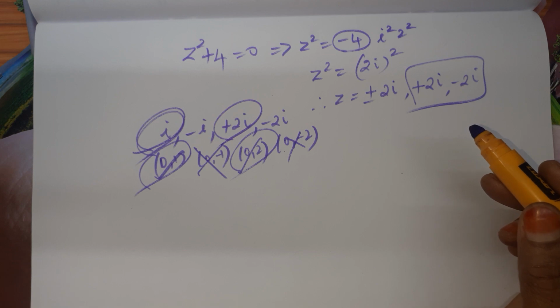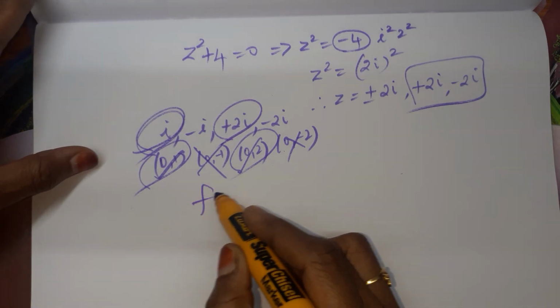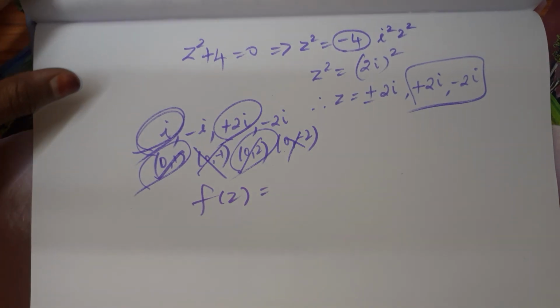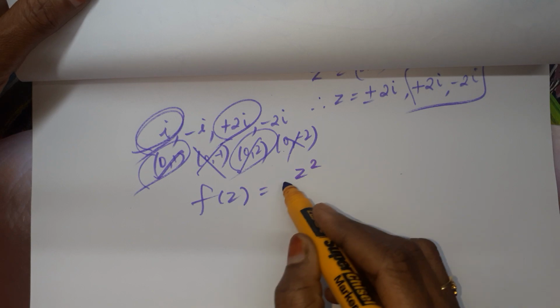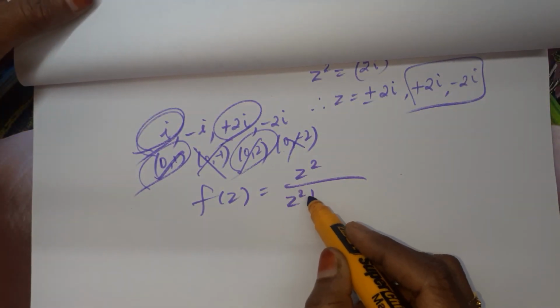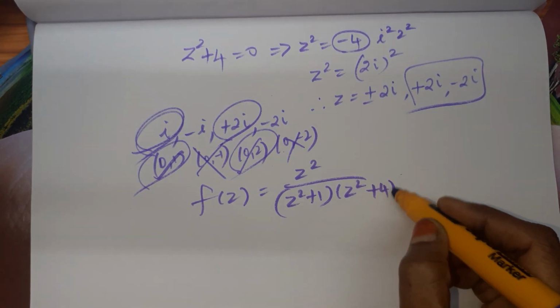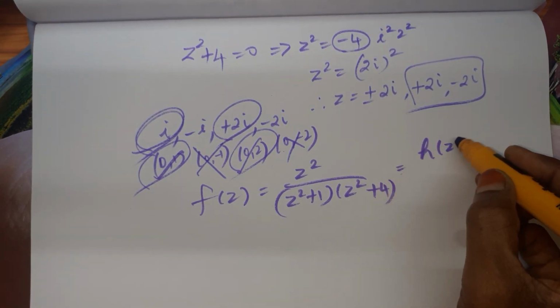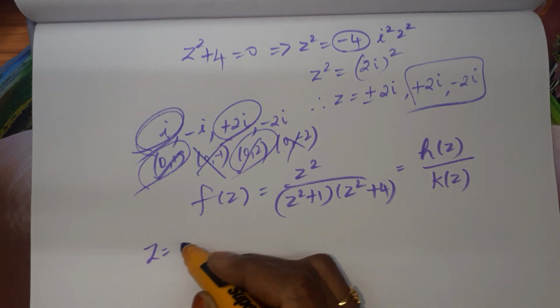For those 2 points only, we have to find the residue. What is our f of z? F of z is equal to z squared by z squared plus 1 into z squared plus 4. So we can take this as h of z by k of z. For the pole, first we are going to take i.